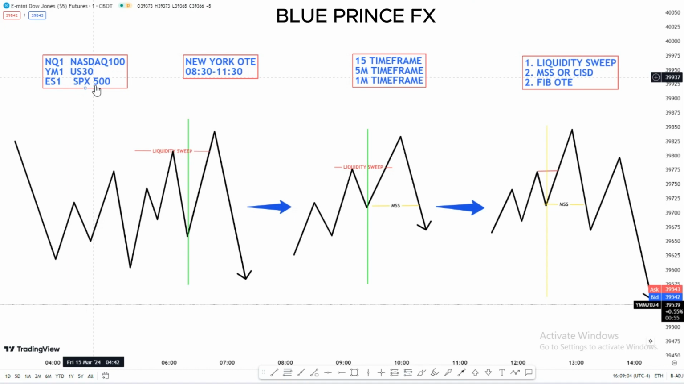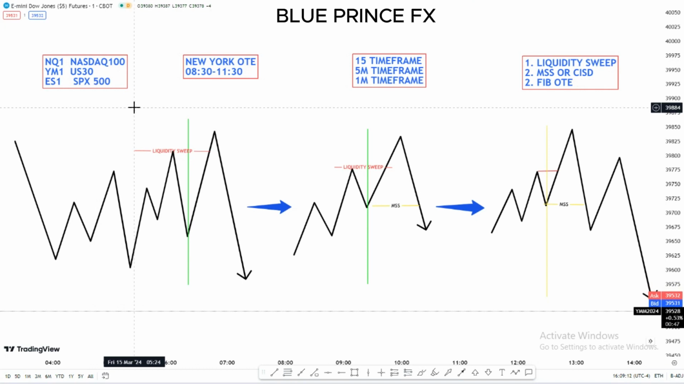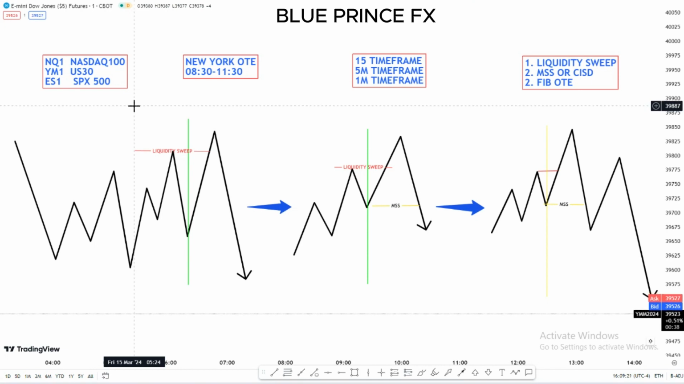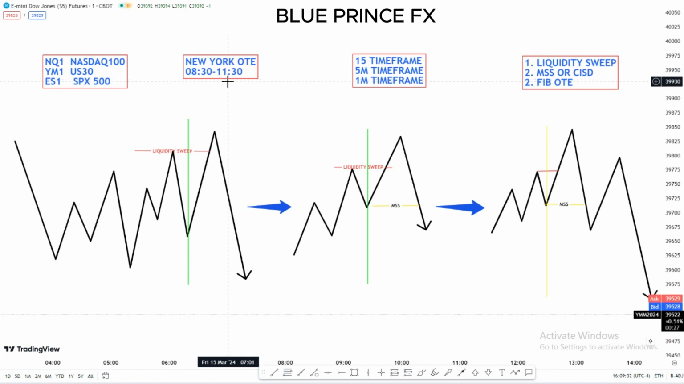I also trade the New York session only. But for the optimal trade entry, I only trade the AM session, not the PM session. When I'm trading the OTE level, I only use the AM session, which is from 8:30 in the morning to 11:30 in the morning, New York time. When you convert it to South African time, it's around 3:30 in the afternoon to 5:30 in the afternoon.